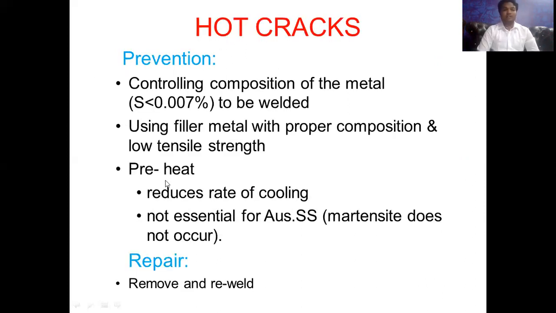Then to prevent these hot cracks, control the composition of the metal: sulfur should be less than 0.007%. This is the composition of the weld metal. Use a filler metal with the proper composition and low tensile strength. High tensile strength material should not be used and the composition should be very proper. And preheat. As we said in the earlier slides, preheating should be done. Reducing the rate of cooling is not essential for austenitic stainless steel, as martensite does not occur. So repair is remove or rebuild. The only thing we can do when we come across hot cracks is remove or re-weld it.